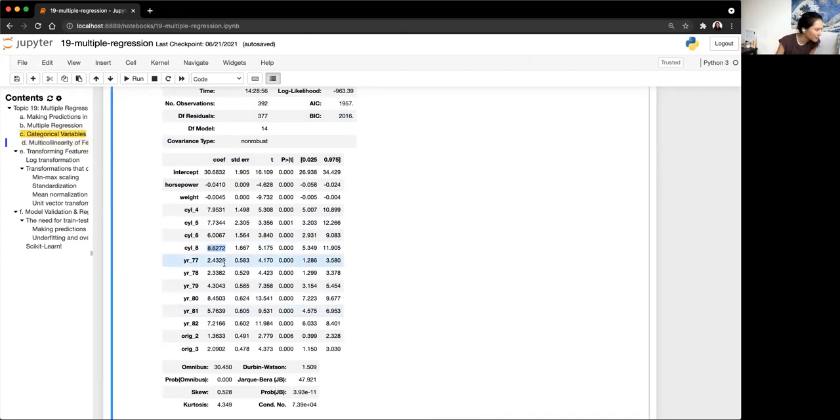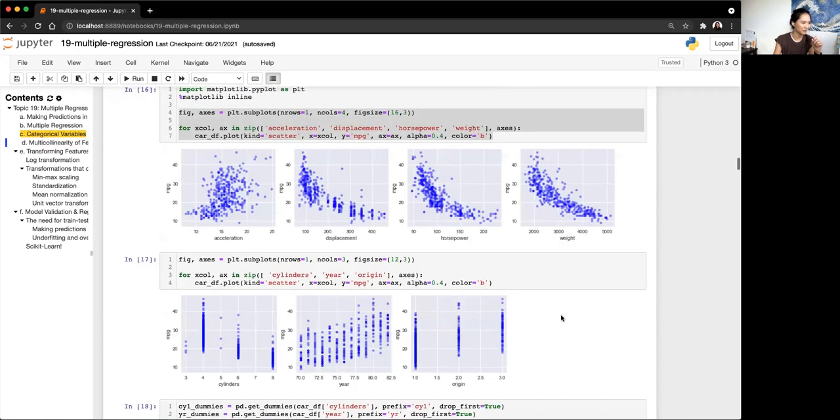Cylinders, is that the highest one? Yeah, cylinders at 8.6272 gives us the highest coefficient. We can say, all right, having 8 cylinders has the most effect. That is something that can increase our miles per gallon as much as possible, just by giving it 8 cylinders. However, you're failing to see that horsepower and weight are measured on different scales than all of these dummy variables. Dummy variables are all measured from 0 to 1, but horsepower is measured on, I don't know what kind of scale horsepower is. Yeah, 50 to 200.